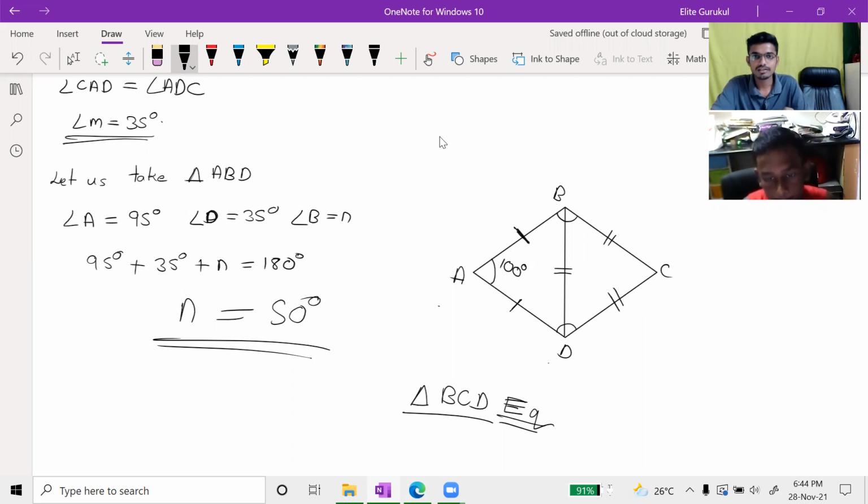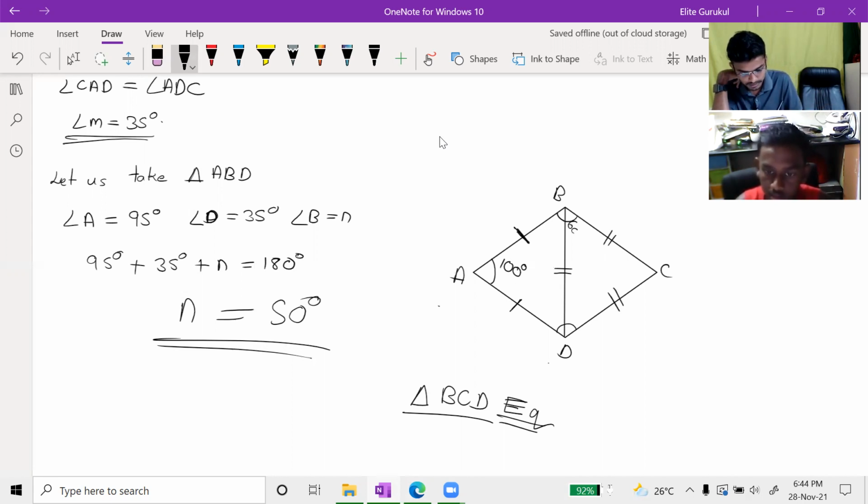What the thing is, which side is equal to which side, that is the important part. If this is an equilateral triangle, now tell me what is the measurement of each angle in an equilateral triangle? 180 degree. Each, each 60 degree.